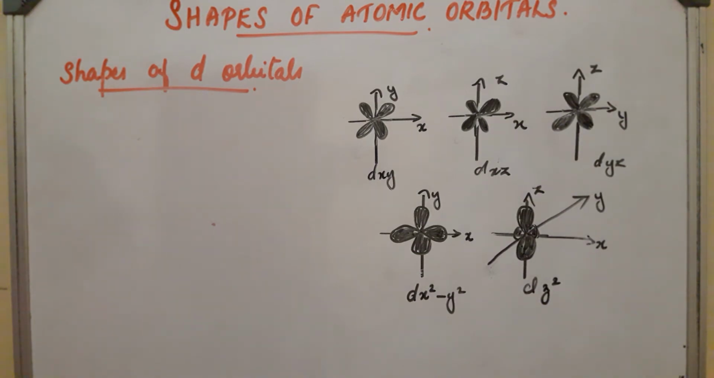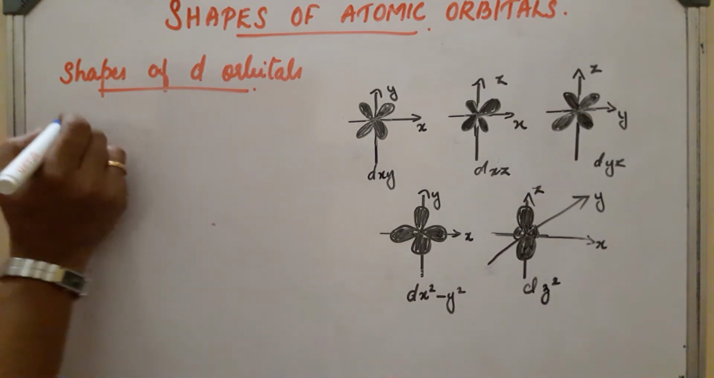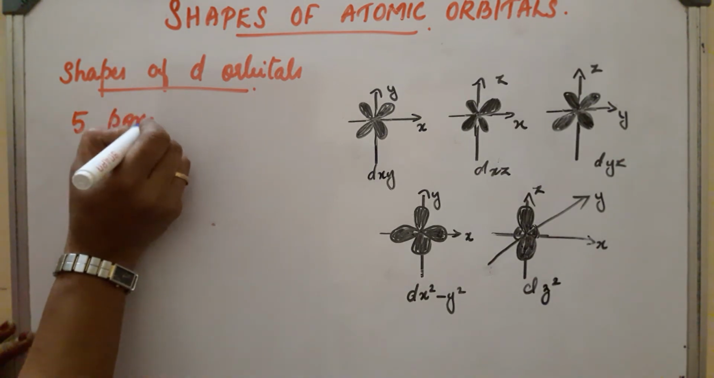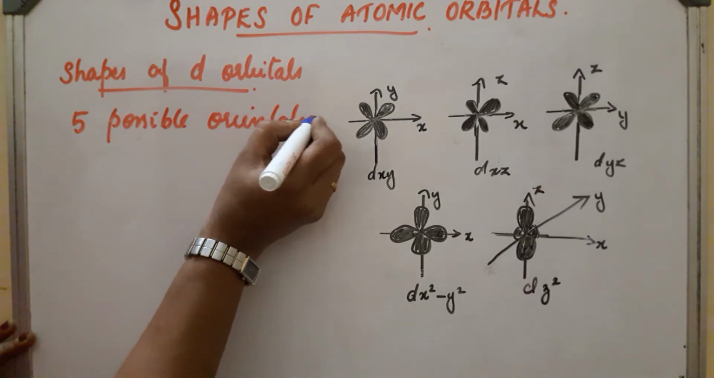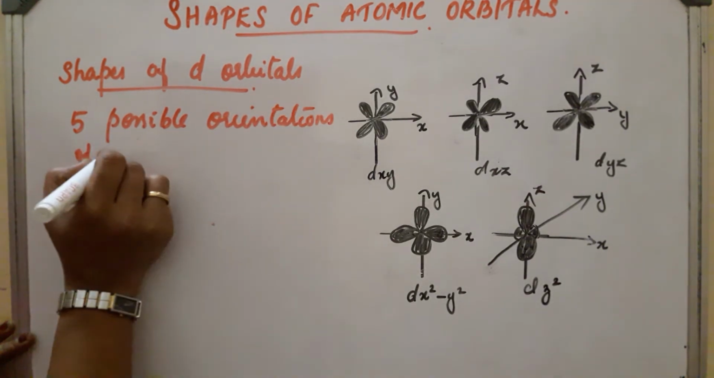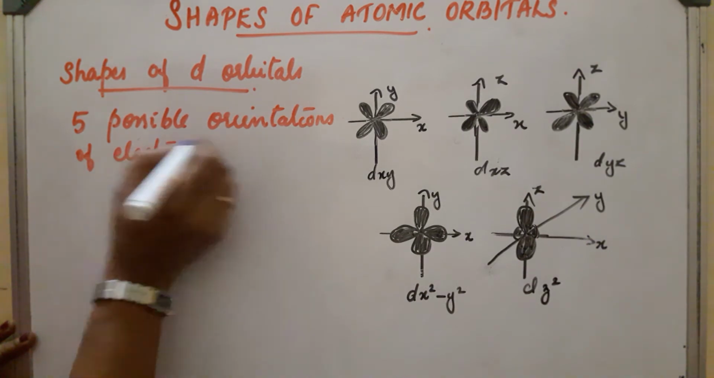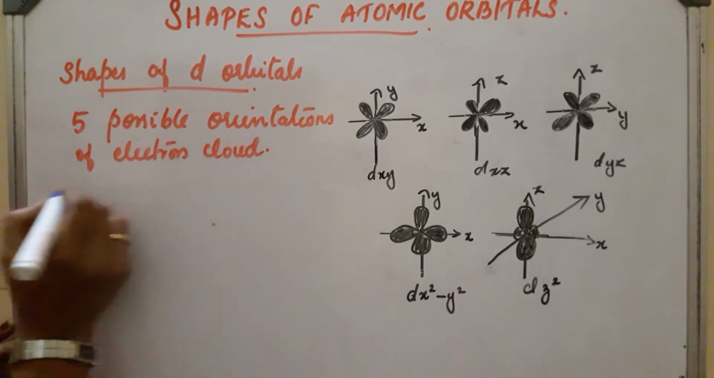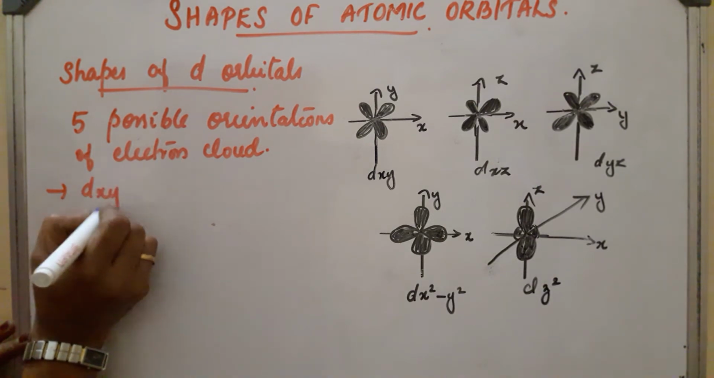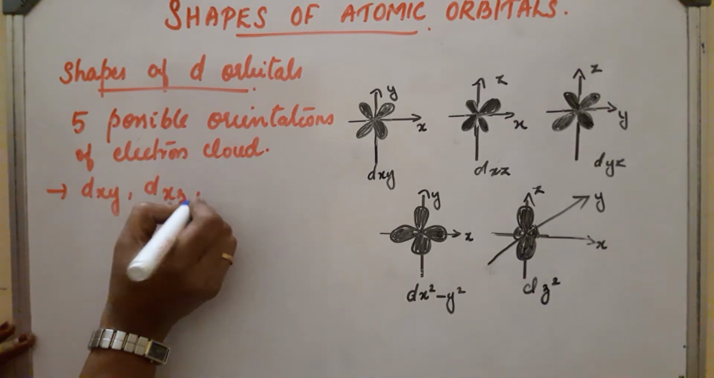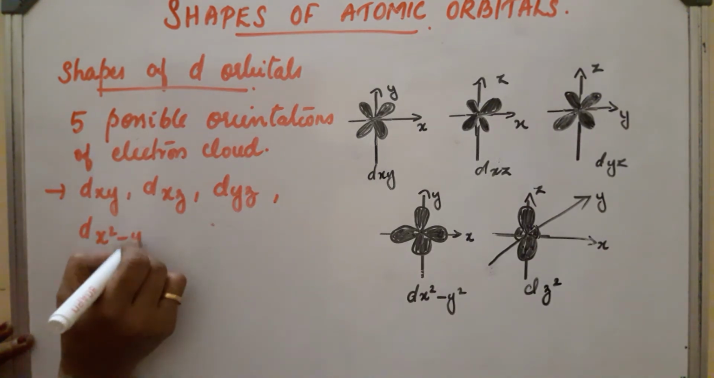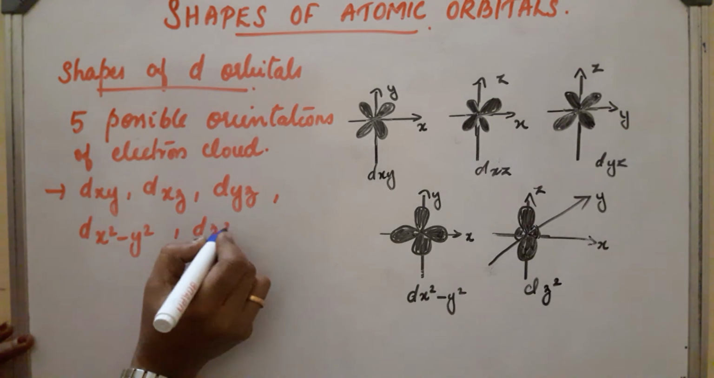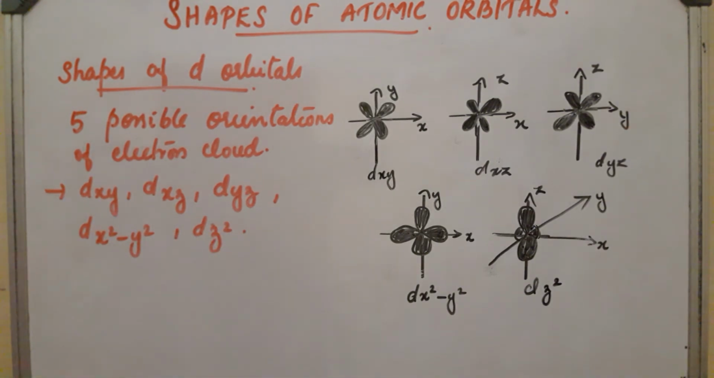Shape of d orbitals. D orbitals have 5 possible orientations of electron cloud. And they are designated as dxy, then dxz, dyz, dx square minus y square and dz square. These are the 5 possible orientations. These are given here.